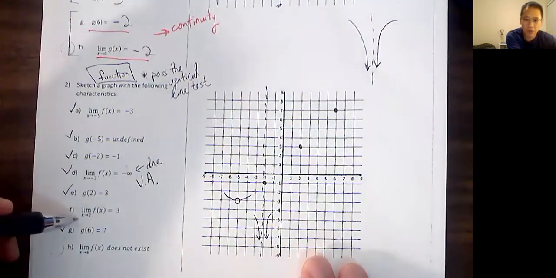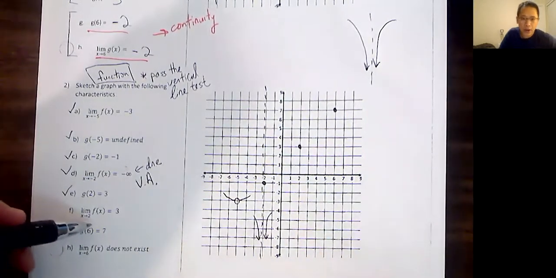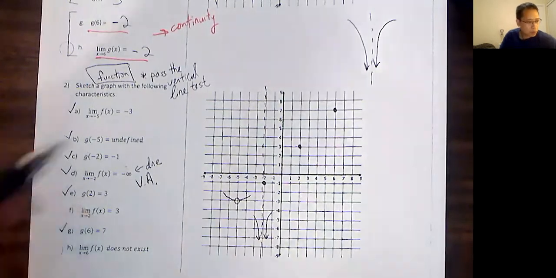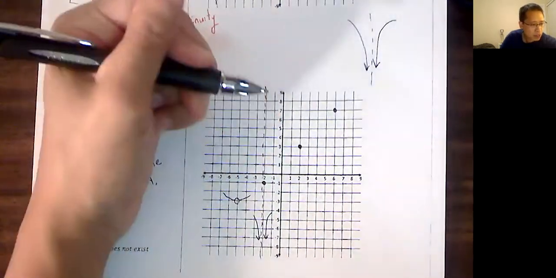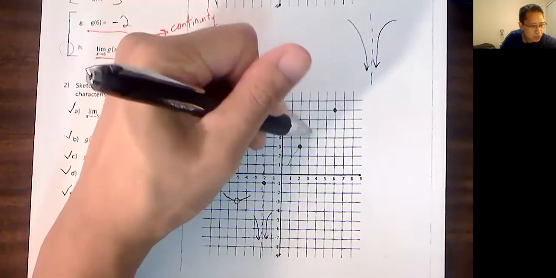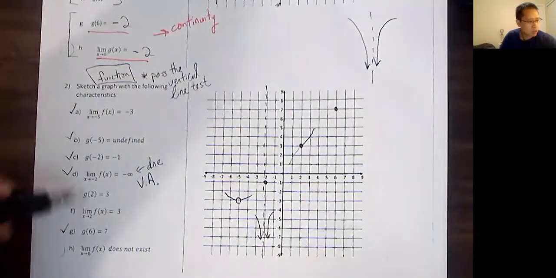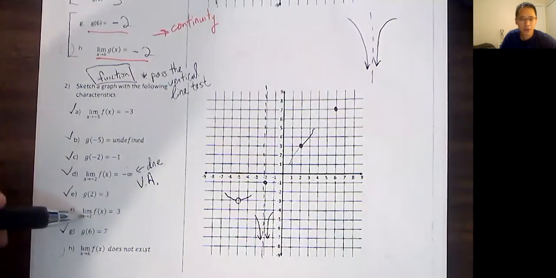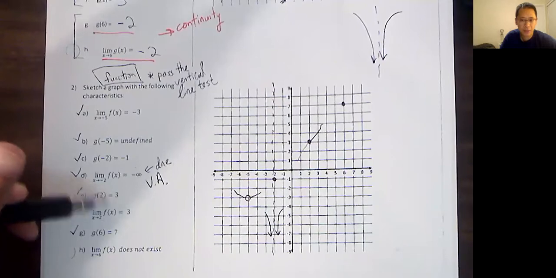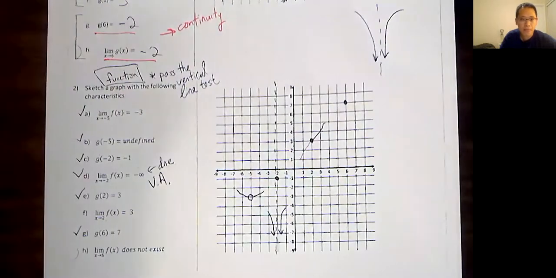Okay, limit as x approaches 2 is equal to 3. So I want the graph to connect to 3. And we see the ordered pair is here, so I'm just going to have the graph connect to this point. So this tells us that this is going to be a continuous function, right? The graph is moving towards the same y value, and the ordered pair is also located at that point. So it's going to go right through that point.